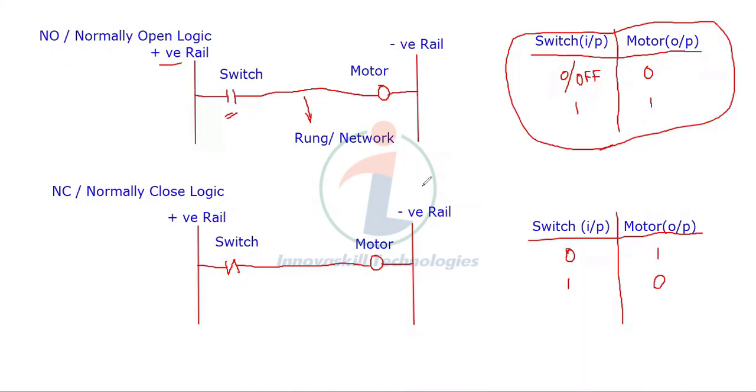If NO is used, it is direct logic. If the input is off, the output also will be off. If the input is activated, the output also will be activated. But in case you are using NC, if the input is off, the output will be reversed. That is, the output will be on. If the input is on, the output will be deactivated. So based on these two logics only, the program will mostly be executed in the PLC.